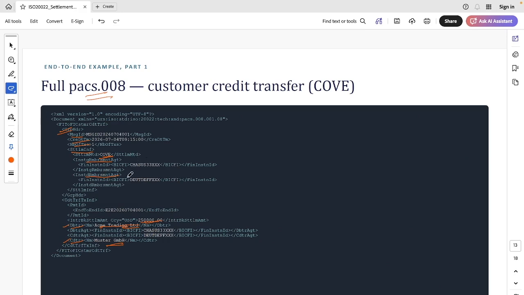Now inside the transaction information block, you see the end-to-end ID. This is important because it helps track the payment from the original debtor to the final creditor. We also see the debtor name, which we have already discussed, the debtor agent, the debtor's bank, the creditor agent, the creditor's bank, and so on. So this PACS.008 message tells the creditor bank that here is the customer payment instruction. The funds will be covered separately using a cover method.